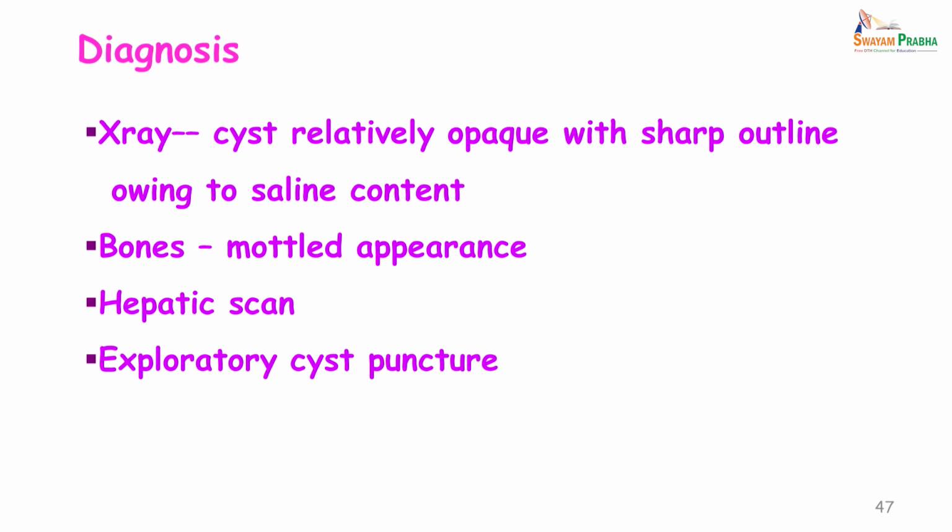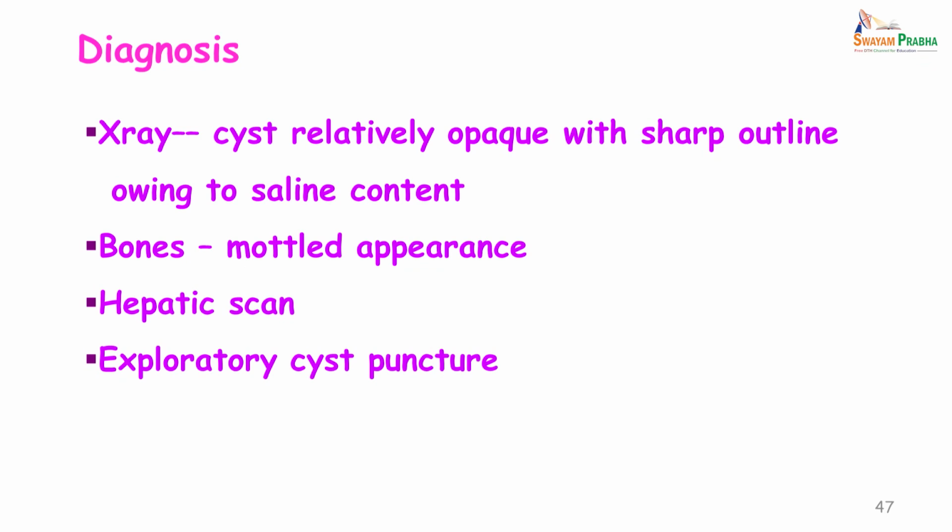Further supportive diagnosis consists of X-ray, where you may be able to see the cyst, which is relatively opaque because of the fluid present in it and has a sharp outline. The bones may show a mottled appearance to show you where the cysts are present. A hepatic scan can also show the presence of a cyst.